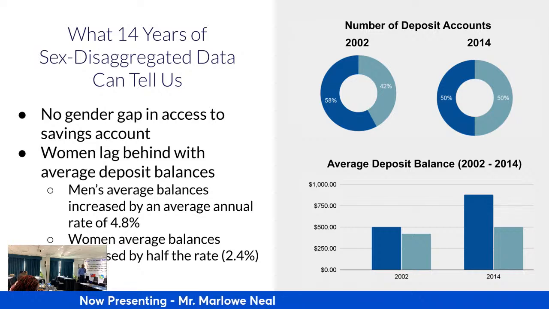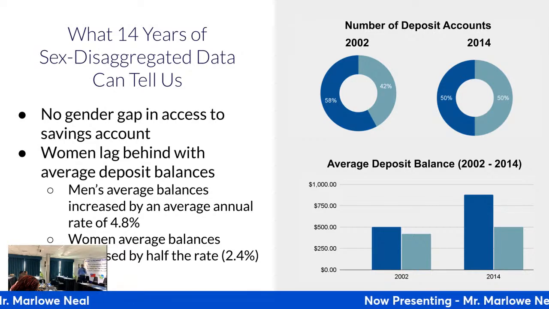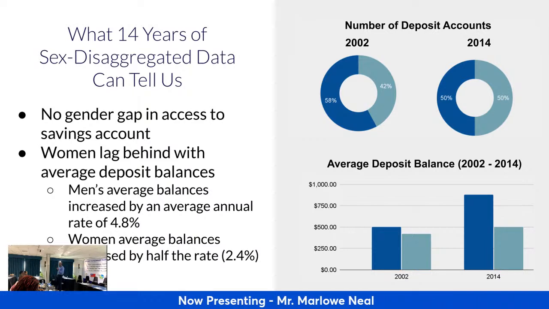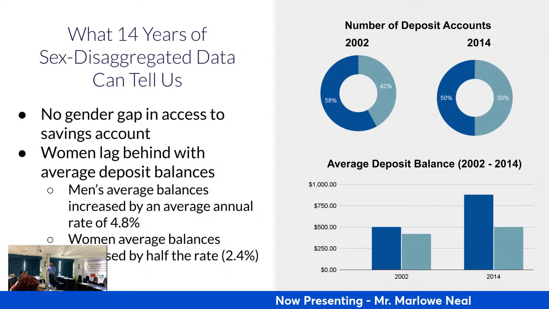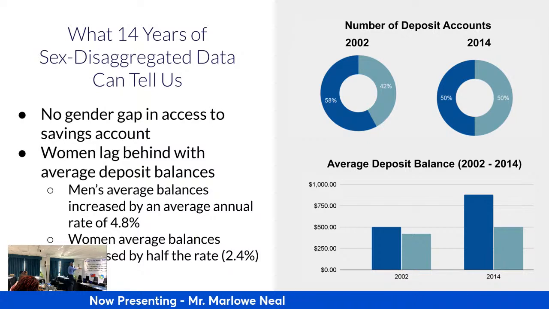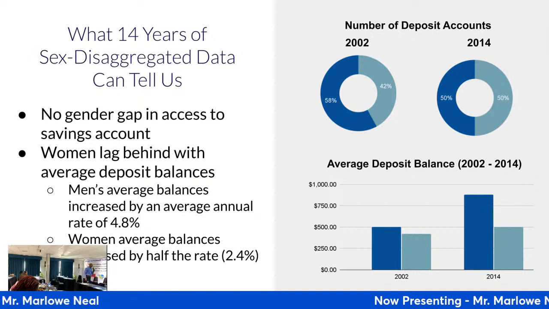Women lag behind, however, in terms of average deposits. Men's average balances increased at about 4.8% per annum, and the women's average balance increased by half. And we will see that 50% difference over time, due to compounding, translated into some significant difference from where it was in 2002 to where it now is in 2014.